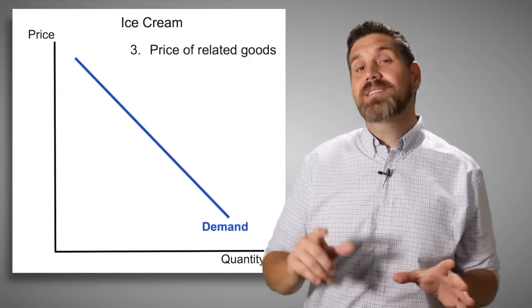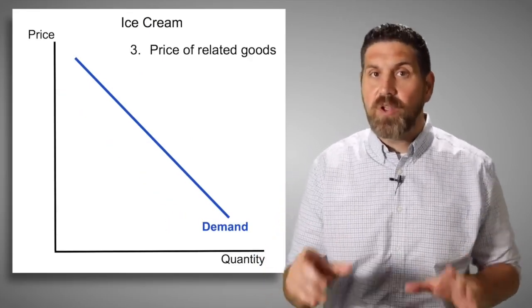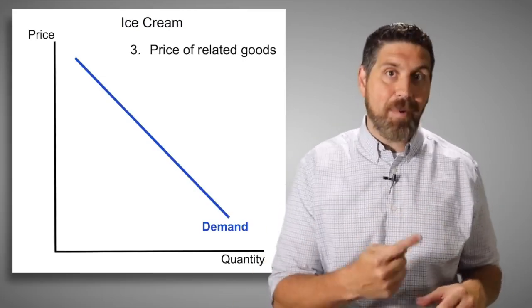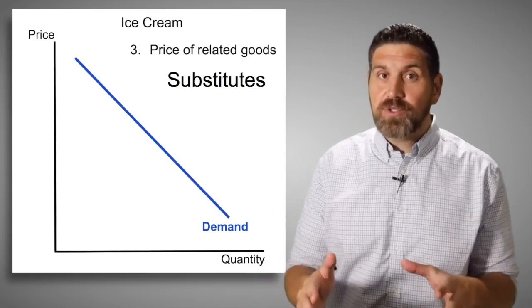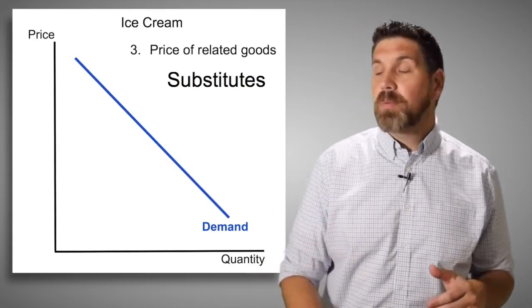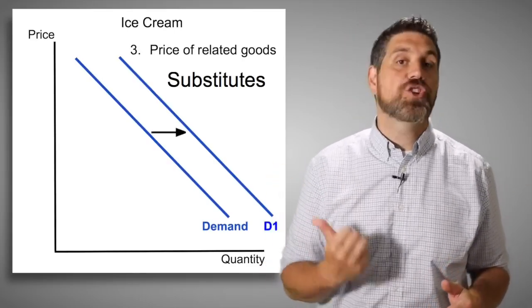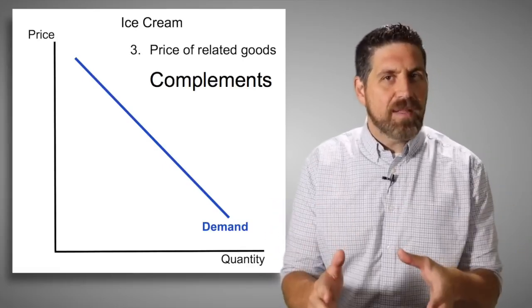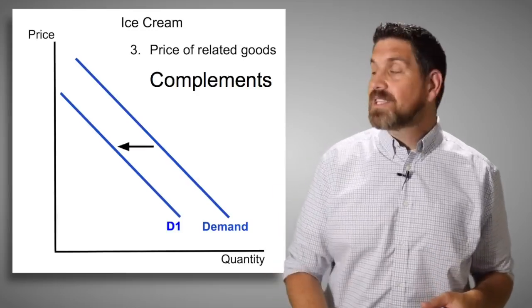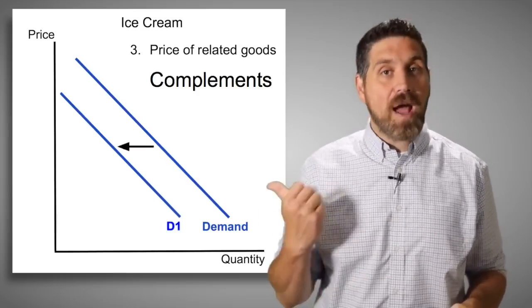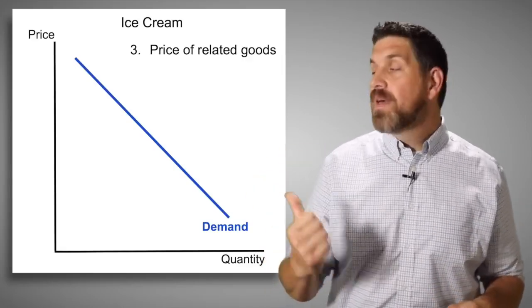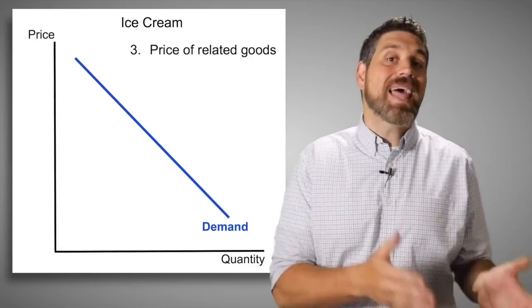The third shifter is the price of substitutes and complements. Notice this is not the price of ice cream, this is the price of some other good like candy bars. Candy bars and ice cream are substitutes, so if the price goes up for candy bars, people are going to buy more ice cream and the demand curve is going to shift to the right. But ice cream and ice cream cones are not substitutes, they're complements. So if the price goes up for cones, that's going to cause the demand to go down for ice cream. Again, we're talking about the price changing, but not the price of ice cream, the price of some different product that's related to ice cream.